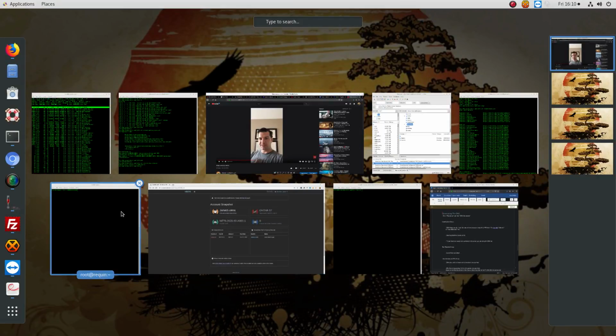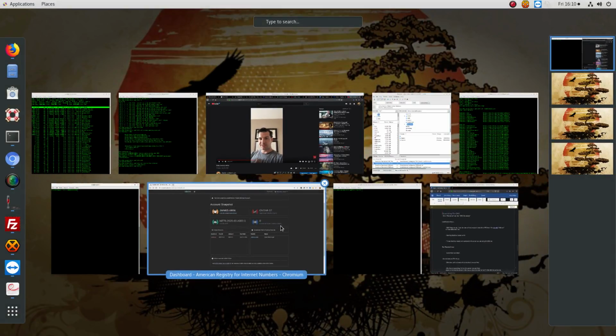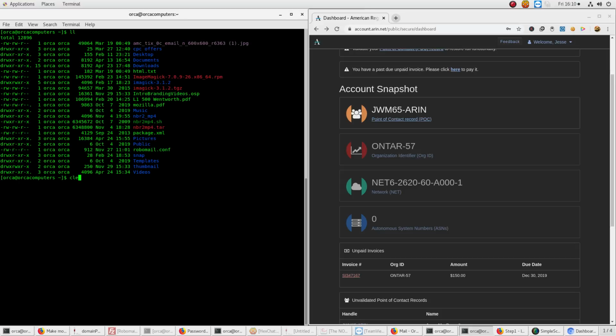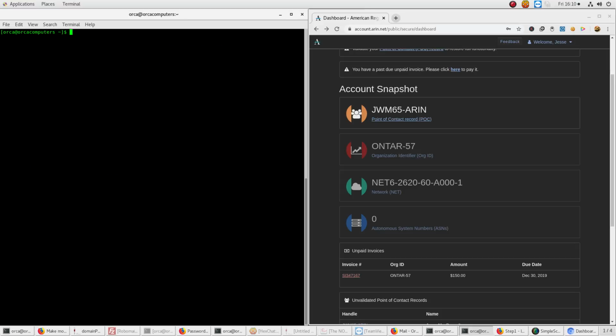Okay, so basically what I'm looking for is a portal. Redirecting, I'm going to quit that. So see what you see up there on the left? That says Orca Computers. That is the server that I'm looking at right now. The screen on the right, we have the gods that be of controlling IP addresses for the internet. Big deal.